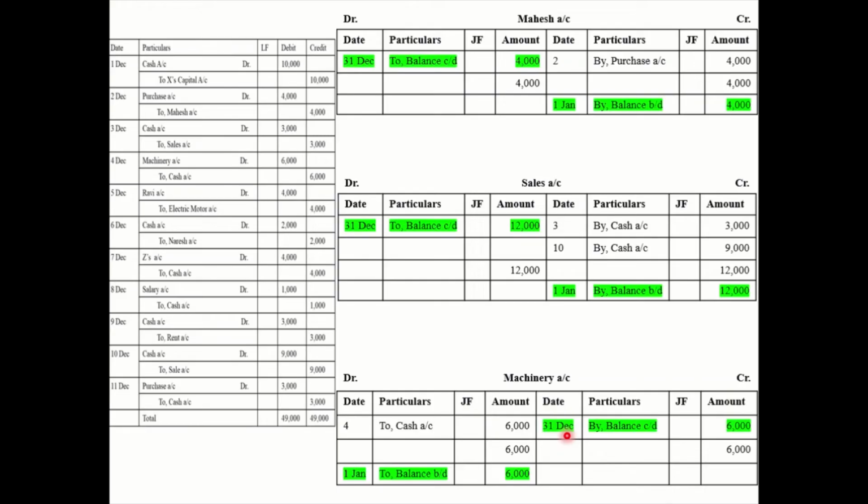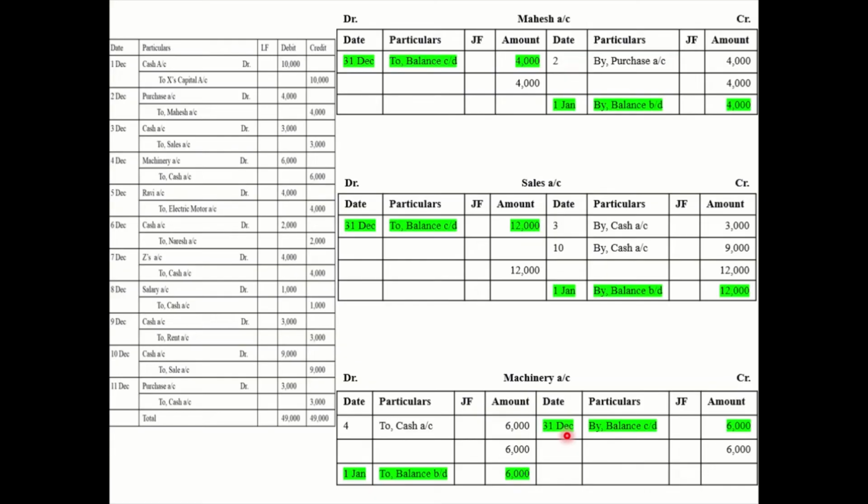After Ravi, we are going to prepare the electric motor account. On 5th December, the electric motor account is recorded on the credit side. That date's debit account we record on the credit side. 5th December by Ravi account rupees 4,000. To balance both the sides, we need to add a balancing amount. 31st December to balance carry down 4,000. This is the closing balance. This will be the opening balance for the next month, that is, we record on the opposite side. 1st January by balance brought down rupees 4,000. This is the electric motor account ledger.